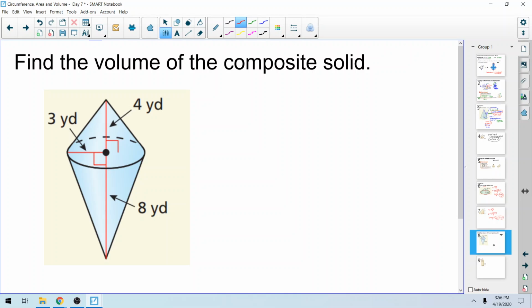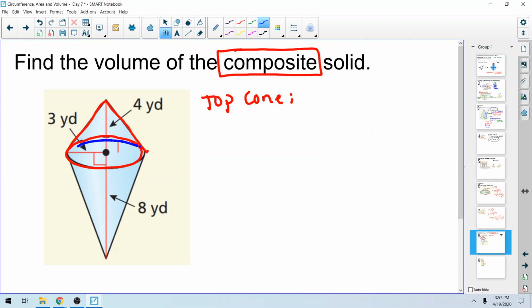Okay, last two examples, we're keeping with this idea of volume, but now we're going to do a composite solid. And keep in mind that a composite solid just means that there's more than one figure put together. So we're putting 2 figures together. Now, if you take a look at what we were given first, it looks like the 2 figures are just 2 cones. Okay, so we're going to have the top cone, and then we're going to have the bottom cone.